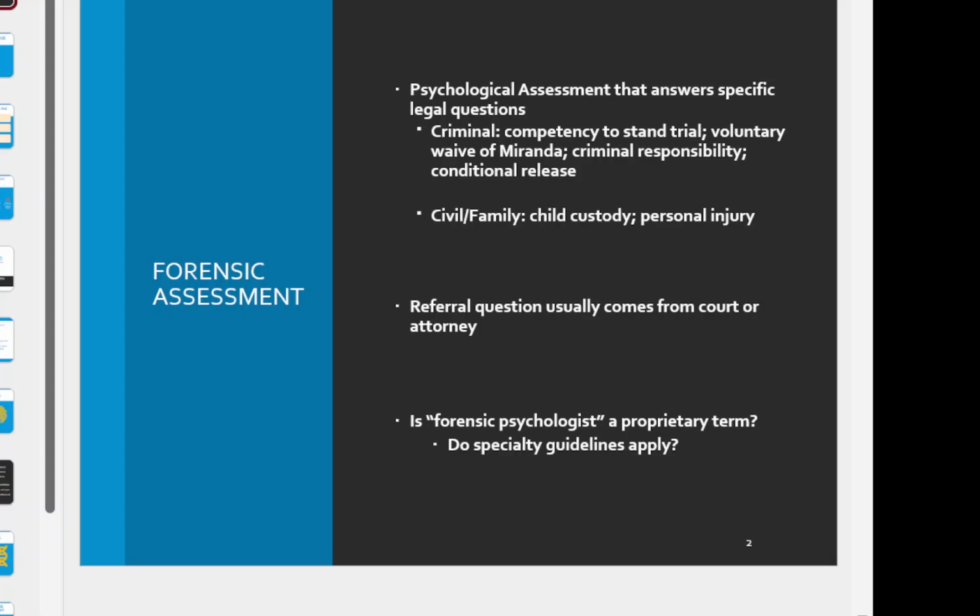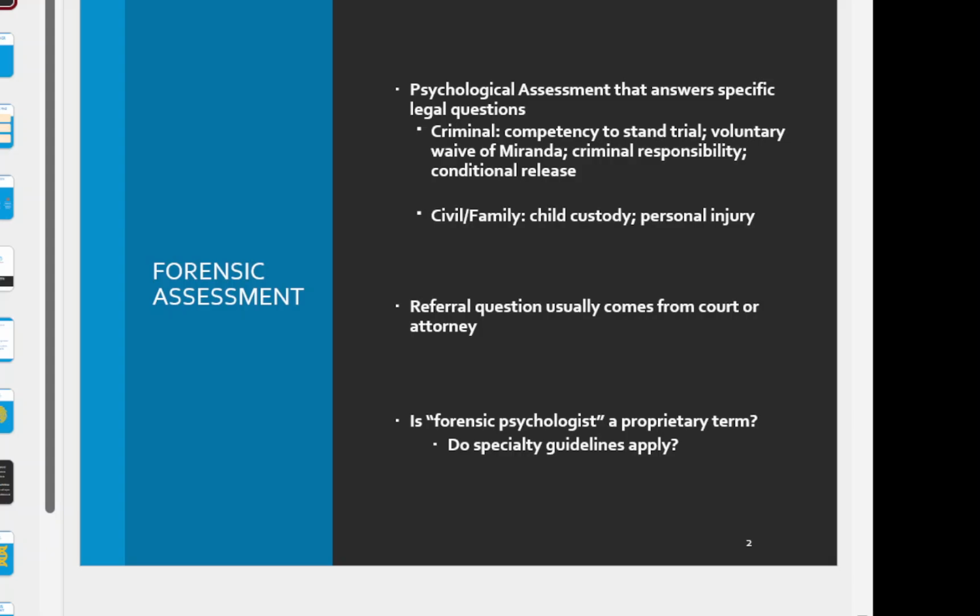Lastly, we're just going to touch upon capacity to waive Miranda rights, and the purpose of this is to evaluate whether a defendant had the cognitive or psychological capacity to understand and voluntarily waive their Miranda rights. The assessment covers their understanding of their rights and the implications of waiving them, and the voluntariness of the decision.